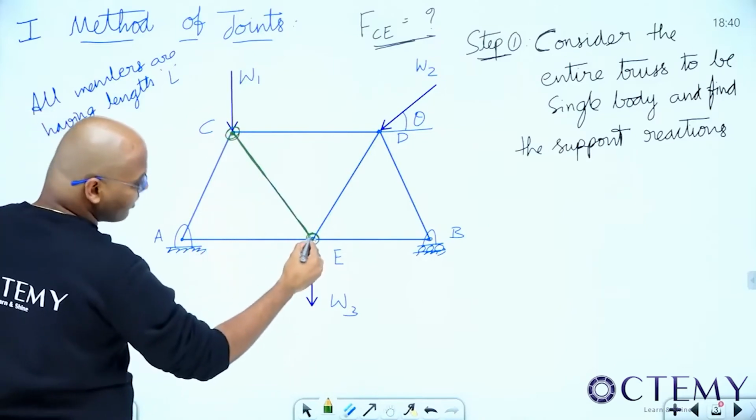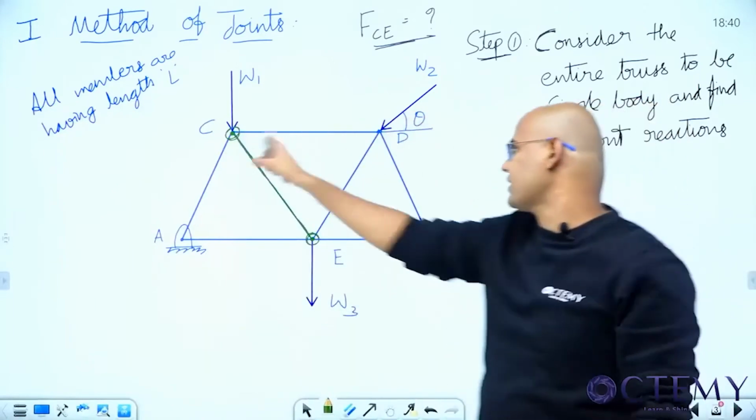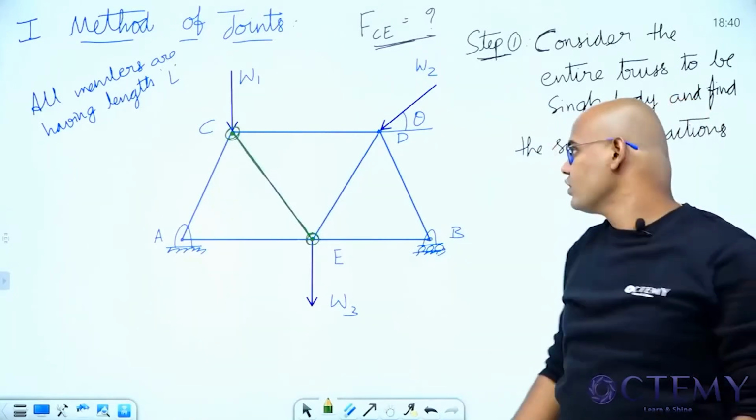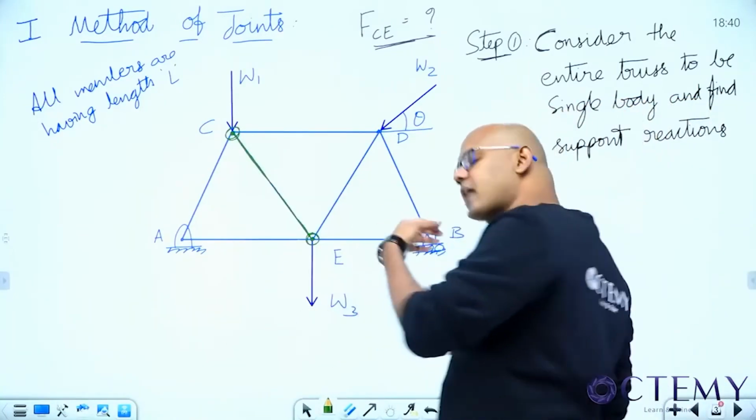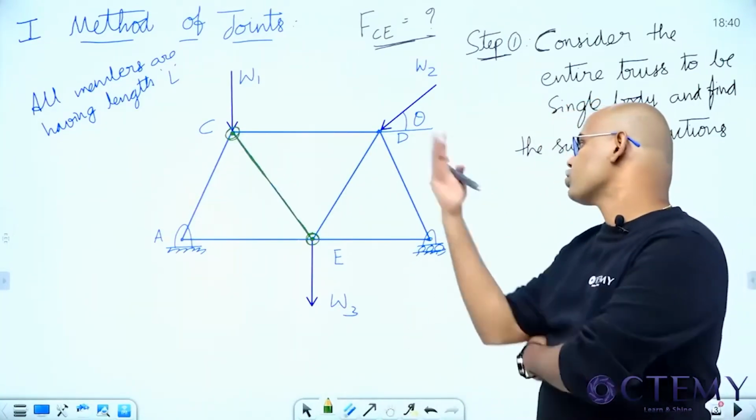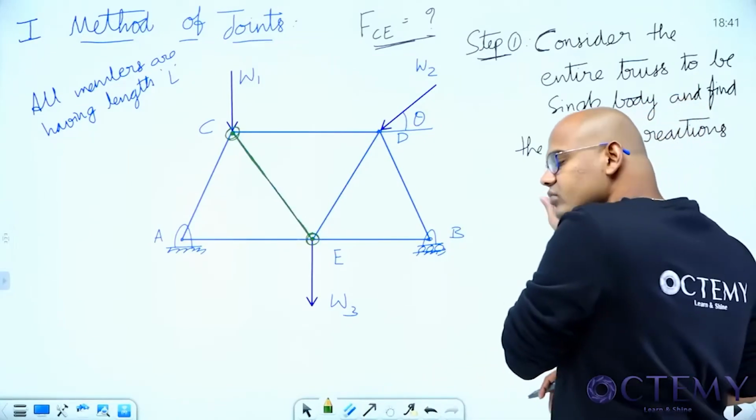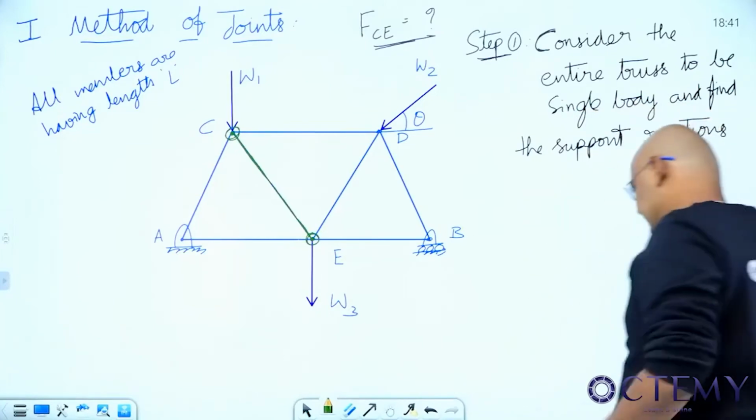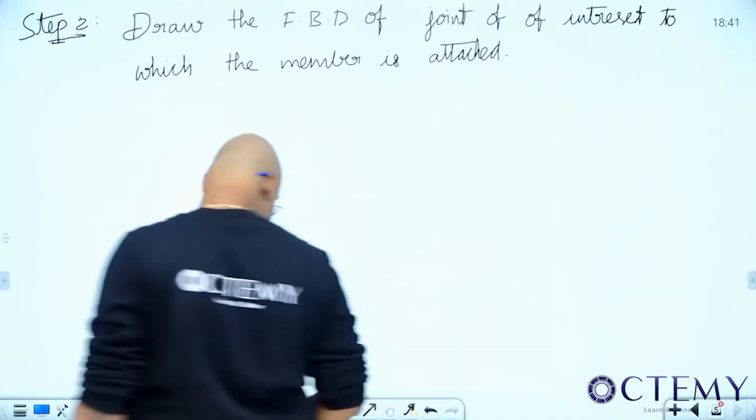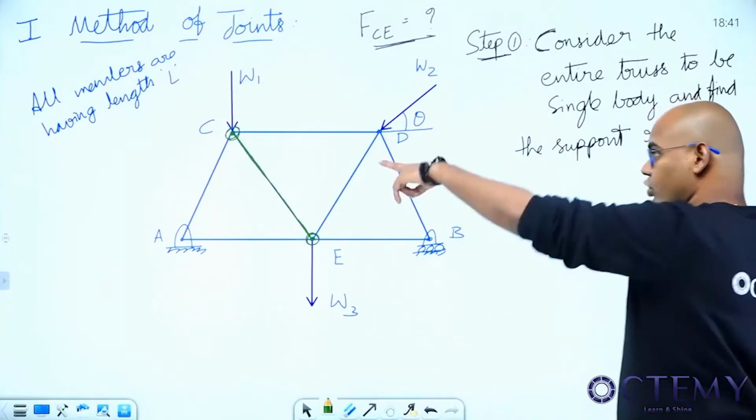So draw the free body diagram of either joint C or joint E. The condition is that it should be attached to that member, and it is attached to C and E. Joint of interest, right? It's up to you, your wish, C or E. Based on our requirement, we will go with it. Anything is fine. Okay, I will go with C. Now, what's the next step? Draw the free body diagram of joint of interest to which the member is attached. So I'm drawing the free body diagram of joint C.